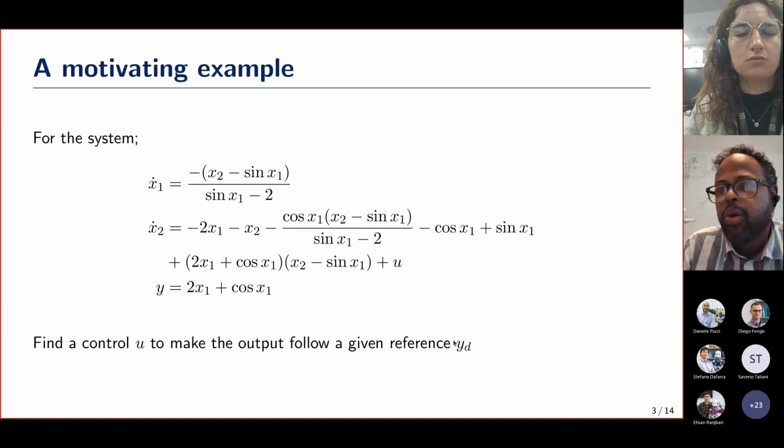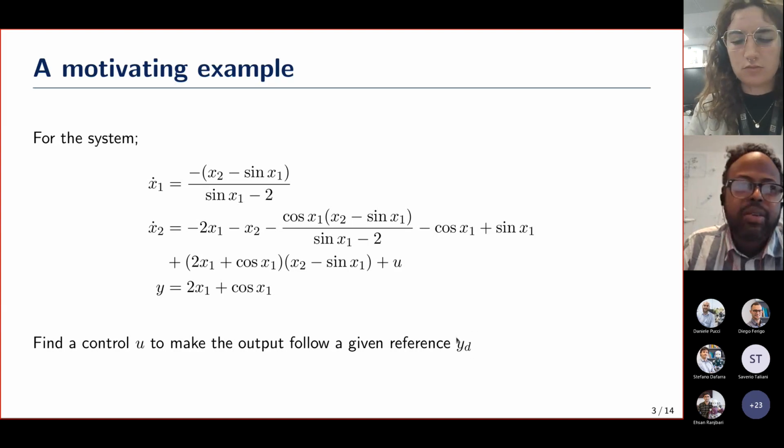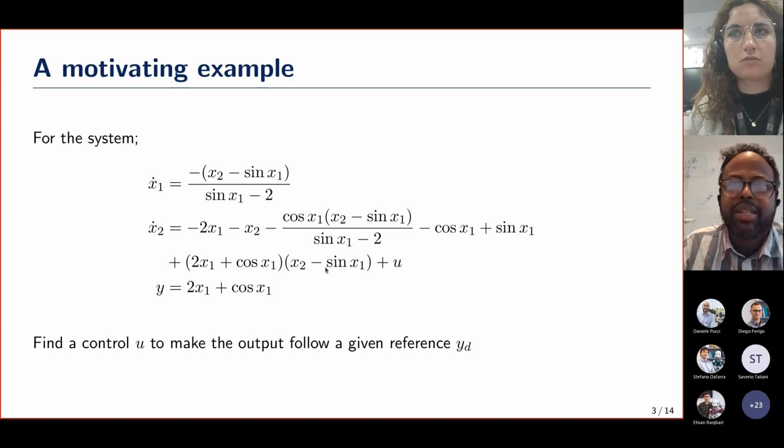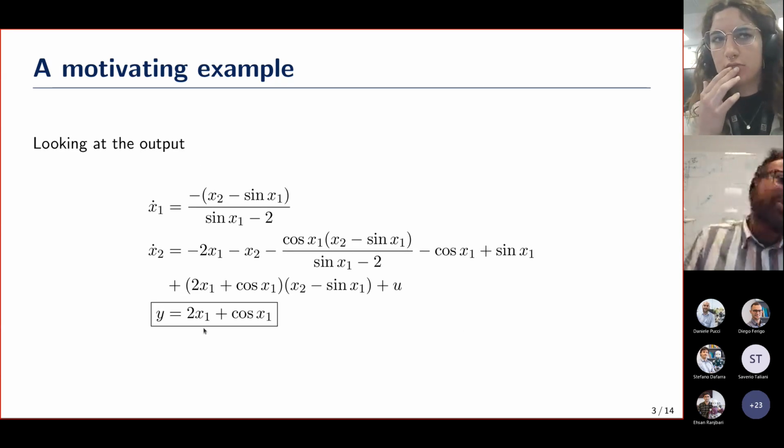And there are no specifications on the reference. So it can be a set point, it can be a time varying signal, whatever. So we want to find u such that we can do this. Okay. Let's look at our output.